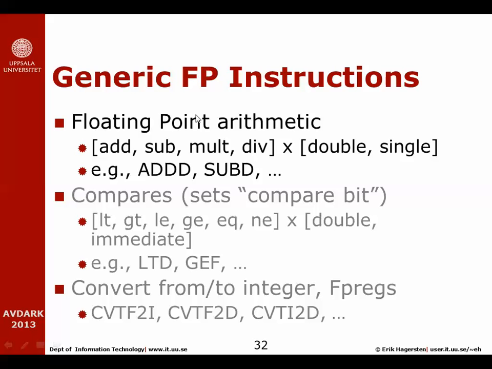Finally, the last thing we're going to look at is floating point arithmetic as well. So here we have the usual suspects: add, sub, mult, divide, and so on. And they can be doubles or single. So if you add an extra d, that means double. So add d means a double precision.